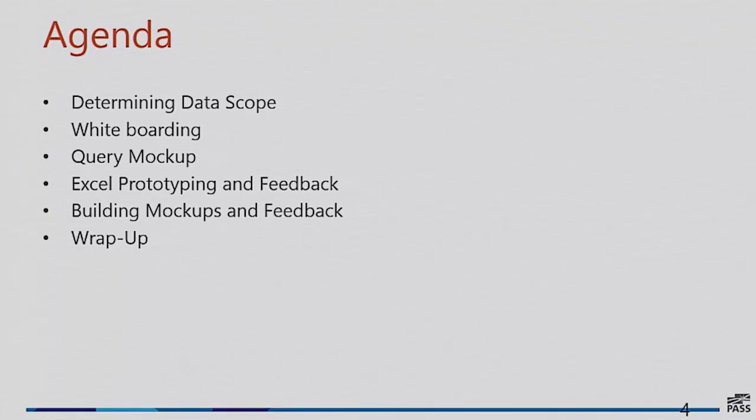So we're going to go through determining data scope. What does that look like? There's no point in spinning your wheels creating a lot of mockups on things you don't even have data for. So we're going to talk about how you do that at the very beginning. We'll talk about whiteboarding and some best steps around whiteboarding your solutions. Query mockup, prototyping. What are some secrets around prototyping and what's the best way to do that in Excel? I'll also give you a few links on where to go get more resources for that. And then we'll talk about getting the feedback after you've done your mockups.